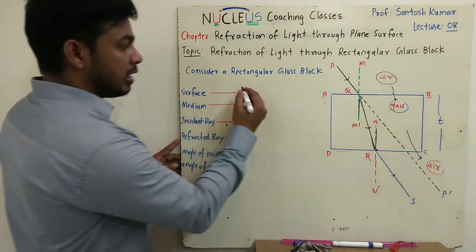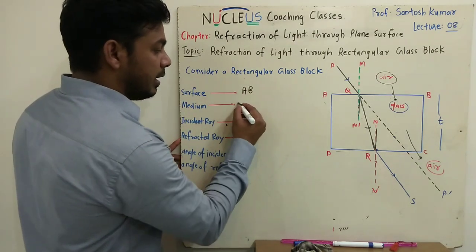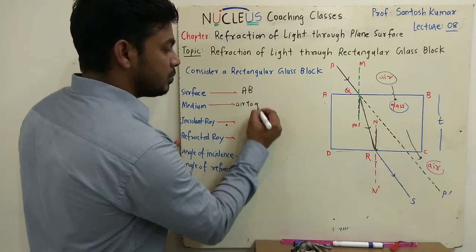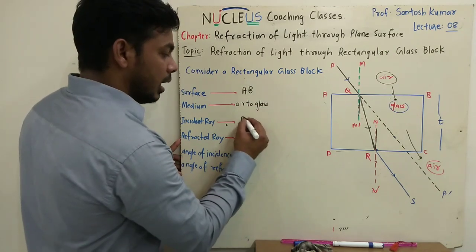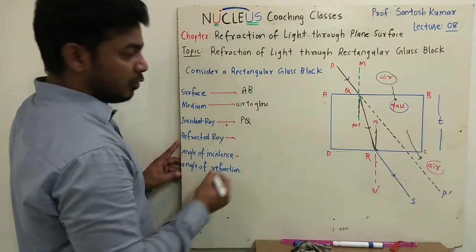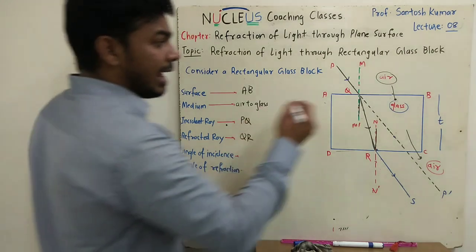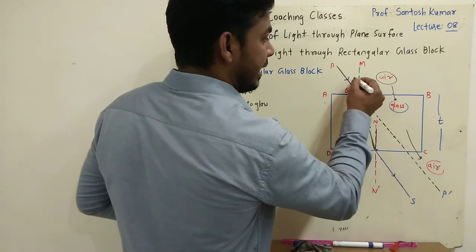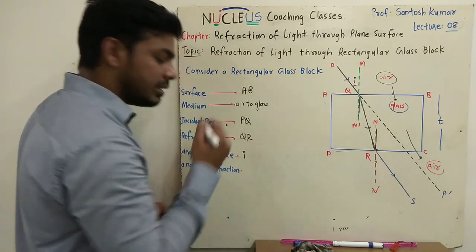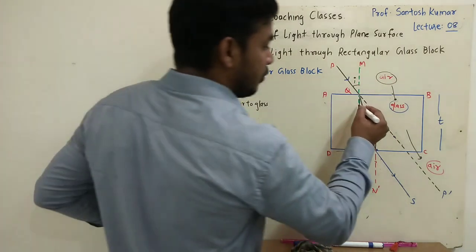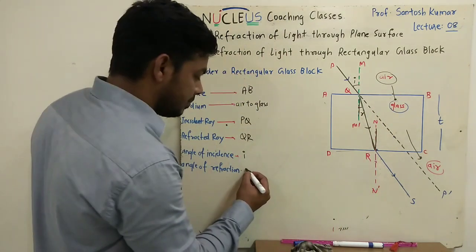So if I talk about surface AB, for surface AB, the ray is traveling from air to glass. PQ is the incident ray from the figure, QR is the refracted ray. The angle made by PQ with normal, I will take it as I, so the angle of incidence in this case becomes I. The angle of refraction here I will take as R.